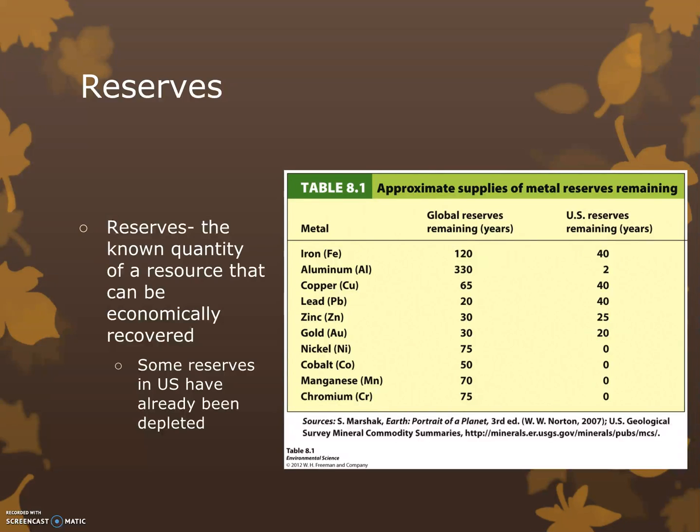So iron, there's only 40 years left for the U.S. Aluminum, we should have technically used up based on this chart and the data, because this data is from 2007. Copper, it's a big 40 years, lead 40 years, zinc 25, and this is at the rate that we are using it. So you have to take that into account. Maybe we are recycling more aluminum, so we don't have to mine as much aluminum, and we have better practices.